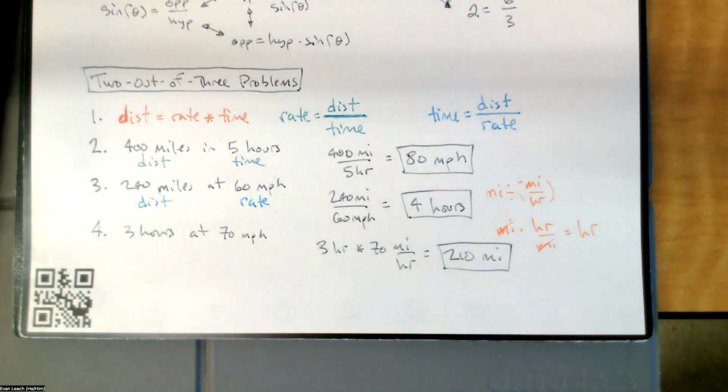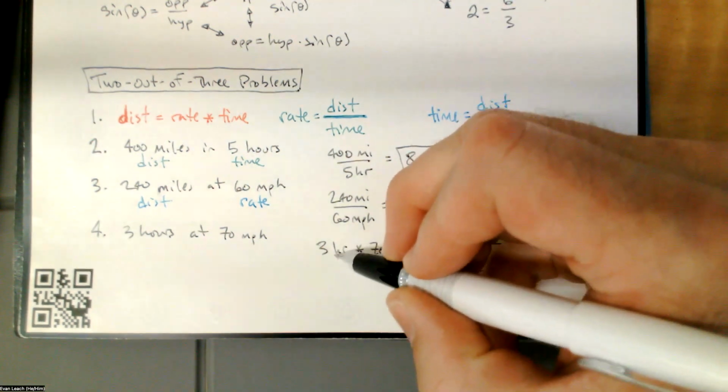Here, the units tell us what's going on once again, because I take hours and multiply by miles divided by hours. The hours cancel out. I just get miles. How's everybody okay? Isn't trig easy?